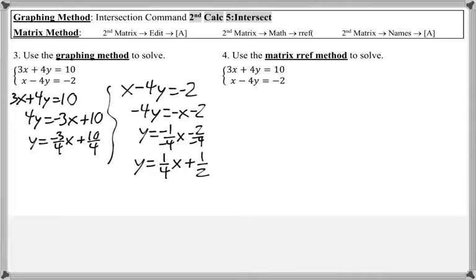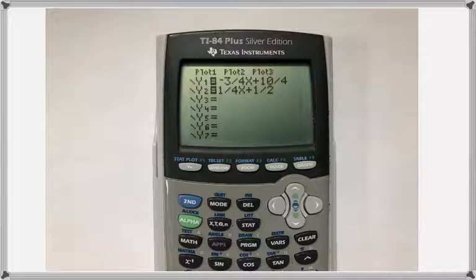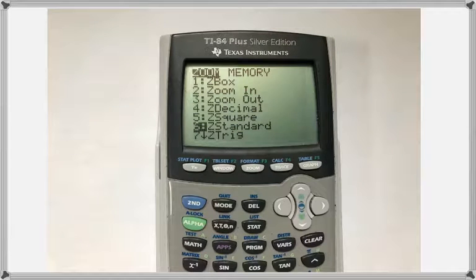Okay, so I want to enter these two equations into my y equals. So that's going to look like this. Then I want to graph it, and I want to use a zoom standard.